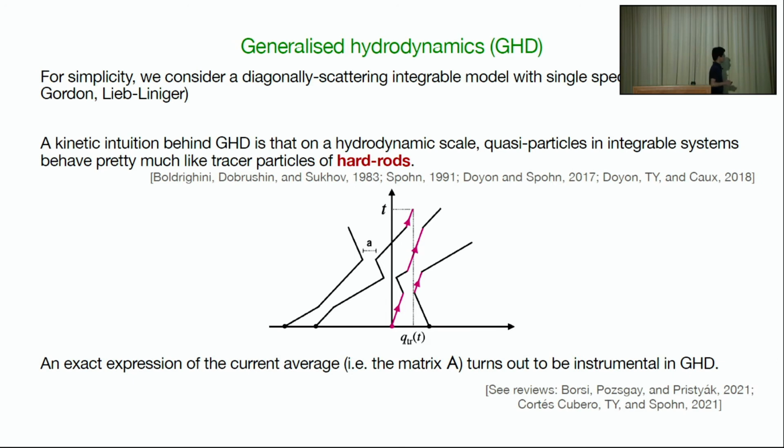And hard rods are, I guess, one of the simplest integrable systems. It's just a bunch of rods on the line, and they scatter or collide elastically upon a collision. And interestingly, if you really look at integrable systems on a large scale, they behave pretty much like hard rods.